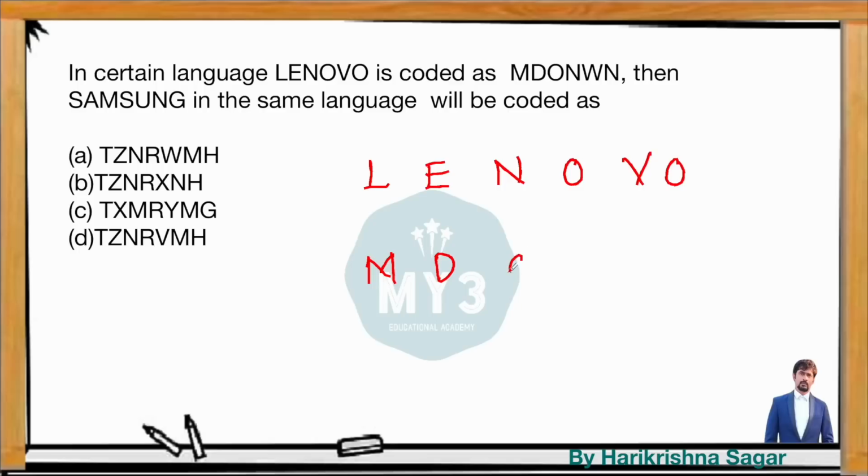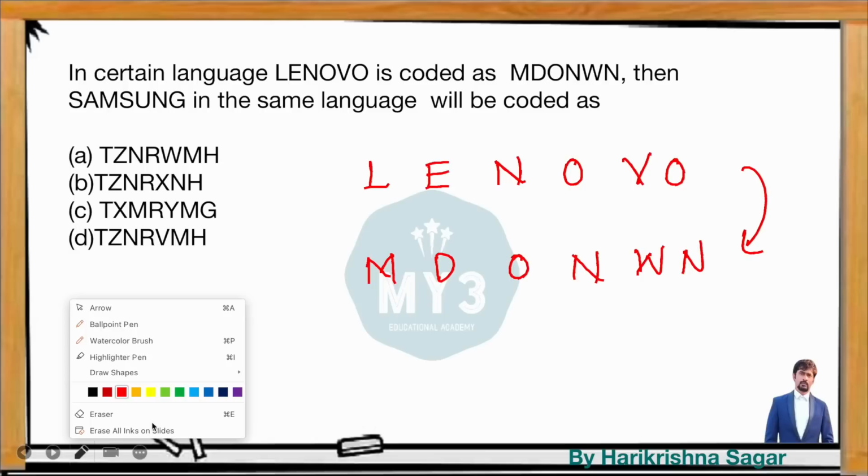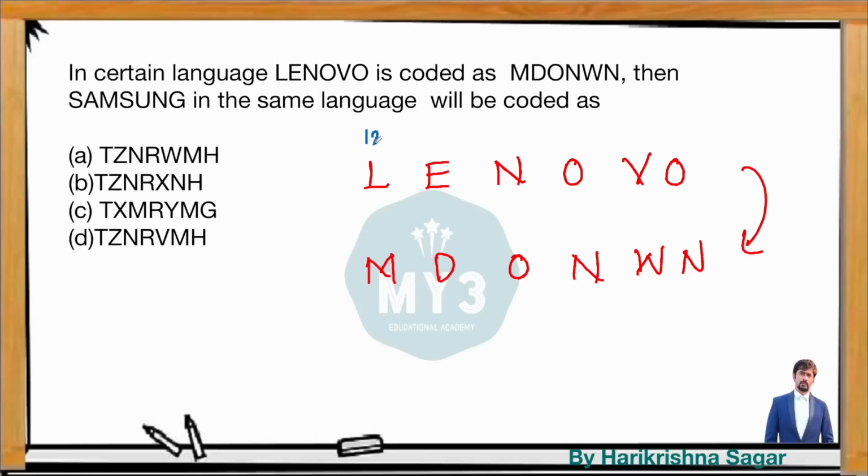MDONWN, write like this in the vertical form, one by one. Now try to figure out the alphabet positions. L is the 12th alphabet, M is the 13th alphabet. We can easily understand there is a 1 increase. E is the 5th alphabet and D is the 4th alphabet. There is a 1 decrease. N is the 14th alphabet, O is the 15th alphabet. There is a 1 increase. O is 15, so 15 becomes 14, so again a 1 decrease. So alternately 1 increase and 1 decrease is the pattern happening here. You can use the same logic to get your answer.